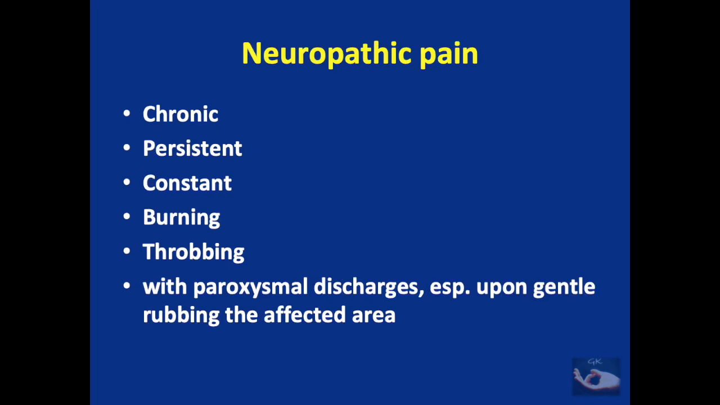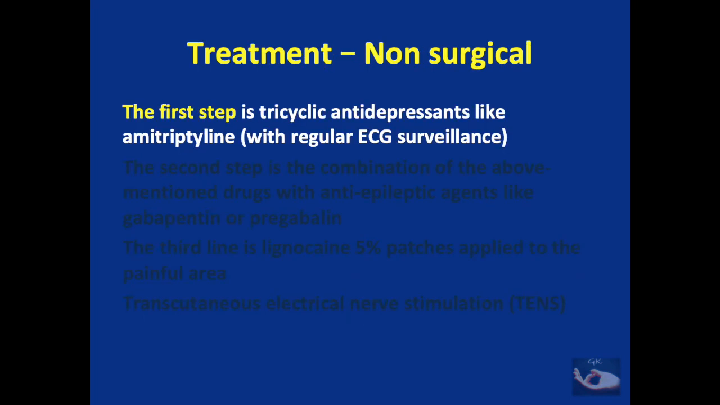The neuropathic pain is the most characteristic pain in avulsion injuries, which is chronic, persistent, constant, burning sensation with throbbing pain and paroxysmal discharges, especially even upon gentle rubbing of the affected areas. Treatment of the pain can be non-surgical or surgical.